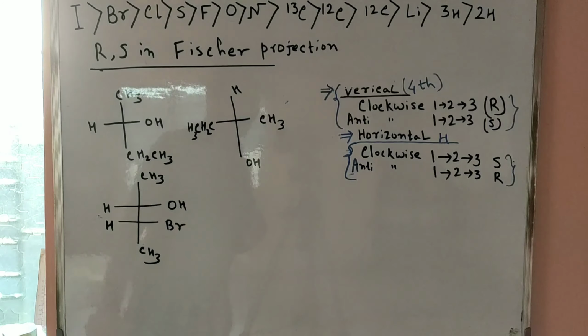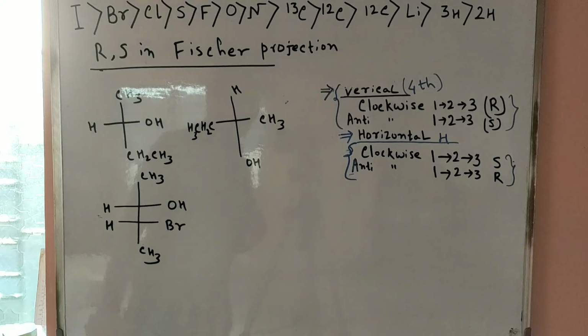When we follow two stereo centers, at first we follow this center. OH is 1, this center is 2, CH3 is 3, and this is 4. 1 to 2 to 3 is clockwise rotation, and hydrogen is horizontal, so the configuration is S, we can easily say. Then always follow the horizontal rule.